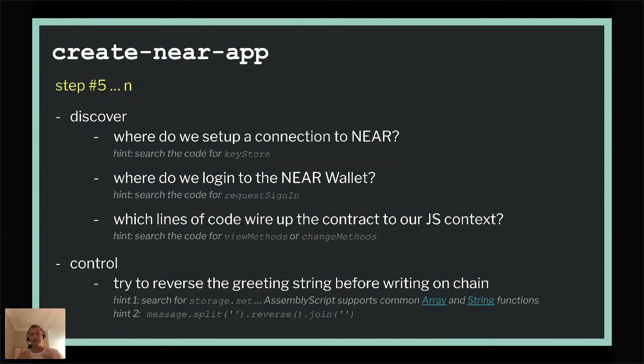Which lines of code are wiring up the contract? So basically, we set up this contract object, and then we wire some methods to it. You can search for view methods or change methods to see that. And then in terms of control, if you're coming from Ethereum, this is kind of an obvious statement for you, but you can try changing this to reverse the greeting string. A big part of your design decisions when you're working in a blockchain environment is you want to decide what do you put in the contract and what do you leave off of the contract.